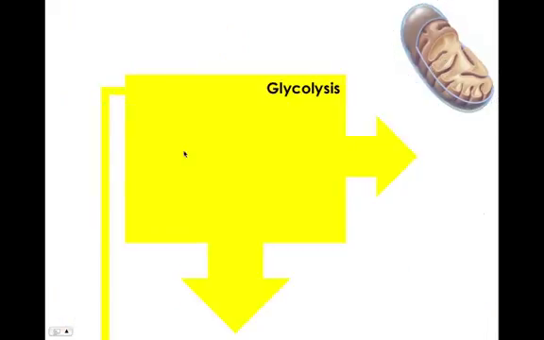The first process that we're going to look at in a little more detail is glycolysis, whereby we're going to break down a glucose molecule into two smaller molecules. And this is going to be taking place in the cytoplasm of the cell, not actually in the mitochondria itself.